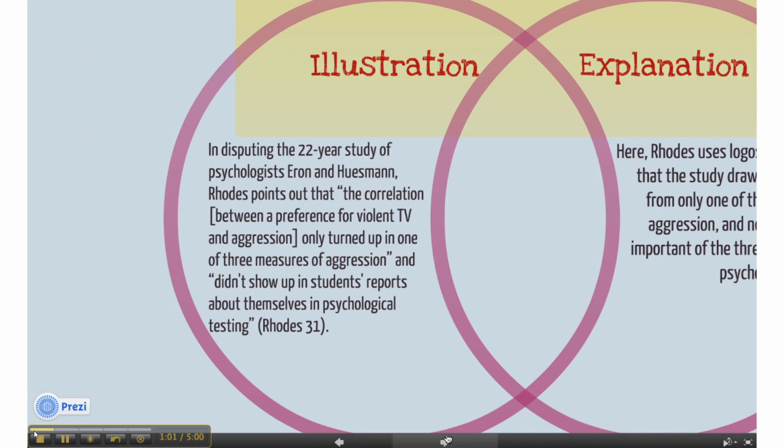So in any case, remember that our point sentence for this particular paragraph on logos is that Rhodes is using logos in order to kind of poke holes in well-established arguments that link violent media to violent action. And here's a specific example of that we're using as a quoted illustration. In disputing the 22-year study of psychologists Aaron and Huseman, Rhodes points out that, quote, the correlation between a preference for violent TV and aggression only turned up in one of three measures of aggression and, quote, didn't show up in students' reports about themselves in psychological testing.